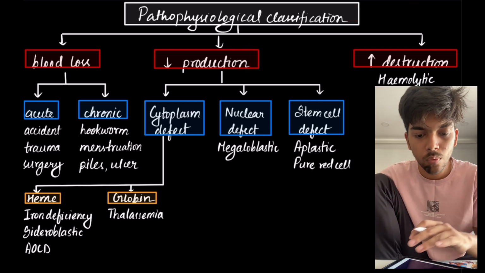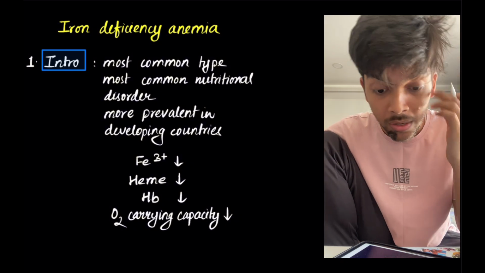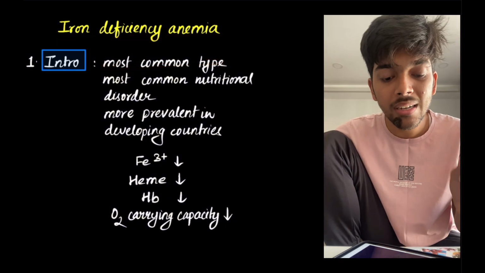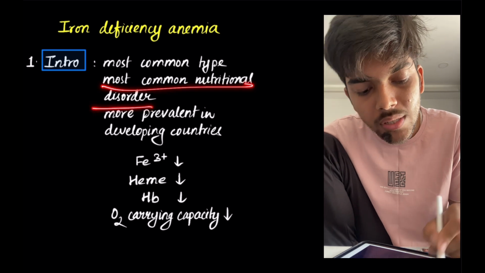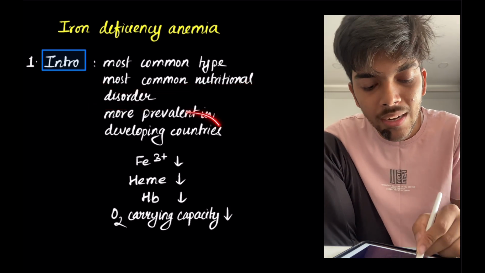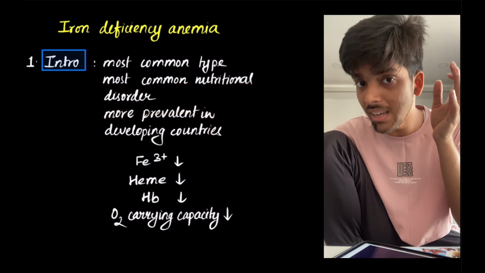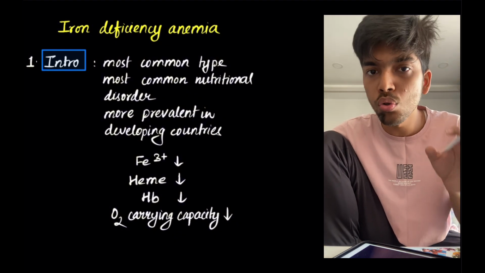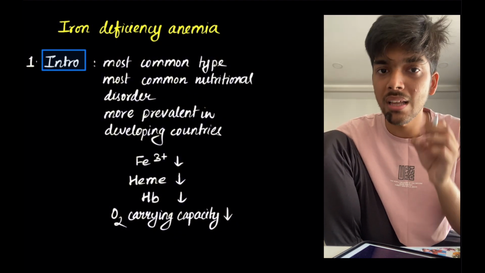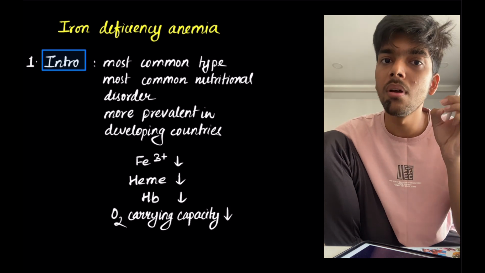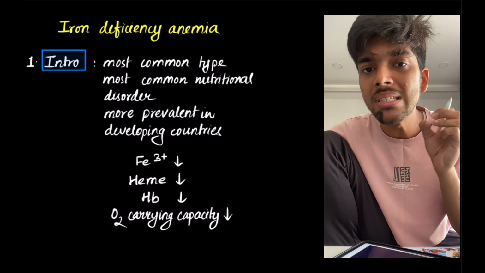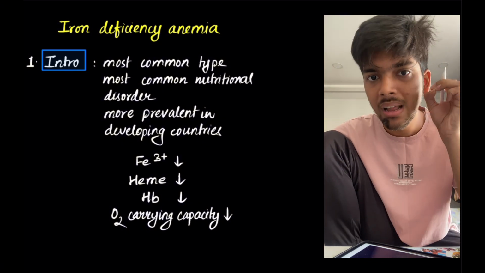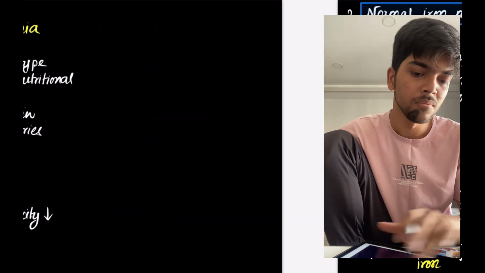Alright, so that was it for introduction. Iron deficiency anemia is the most common type of anemia, and it is also the most common nutritional disorder seen widely in developing countries, because it is in developing countries where people with very low socioeconomic status survive, and they end up not being able to satisfy their iron demand, the daily requirement of iron in their diet.